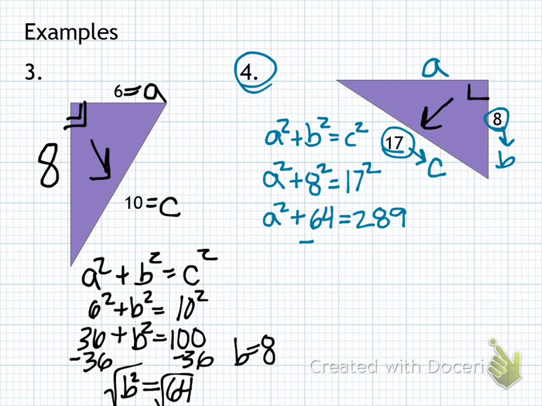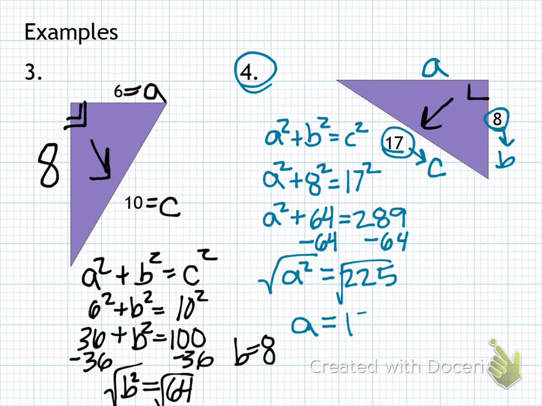Now I want to isolate the A, so first thing I need to do is subtract 64 from both sides. When I do that I get A squared equals 225, and taking the square root of both sides I get 15.